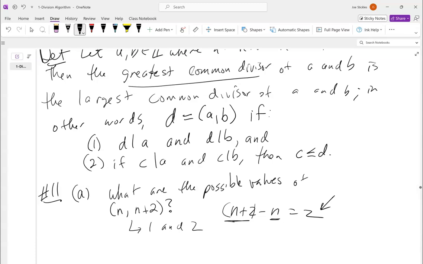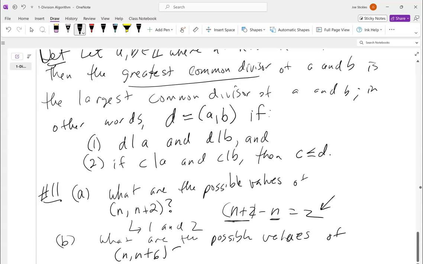So part B says, what are the possible values of the GCD of n and n plus 6?